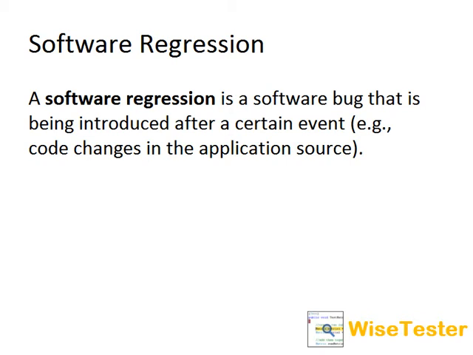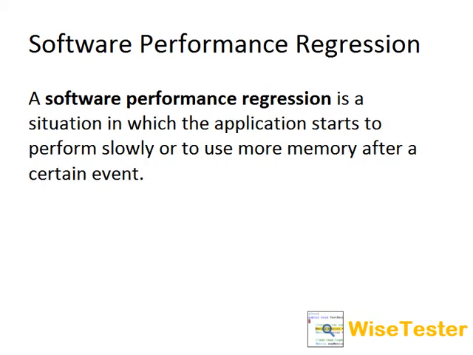Okay, so software regression is a software bug that is being introduced after a certain event, most commonly code changes in the application source. For example, let's say that there is a certain application and one of the team members decides to implement a new feature or to do a bug fix, and for that purpose he makes some changes in the application source code. As a result of these code changes, another feature which used to work in a certain way stops functioning as intended. This is one of the most common scenarios for software regression.